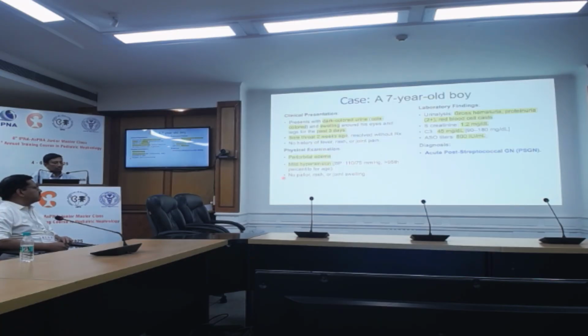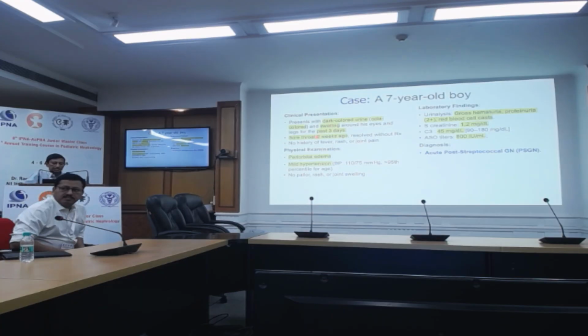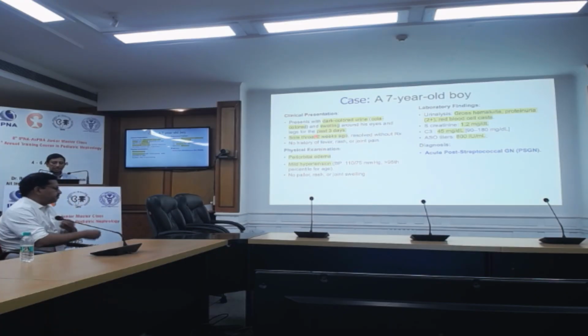A 7-year-old boy presents with dark-colored urine. He has a history of swelling around his eyes for the past 3 days. He had a sore throat about two weeks back that resolved on its own without any treatment. There is no history of fever, rash, or joint pain. On examination, he had some periorbital edema and mild hypertension, and no pallor, rash, or joint swelling. His urine analysis revealed gross hematuria, proteinuria 2+, and red blood cell casts.